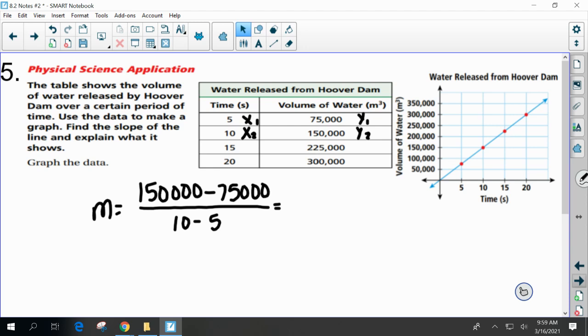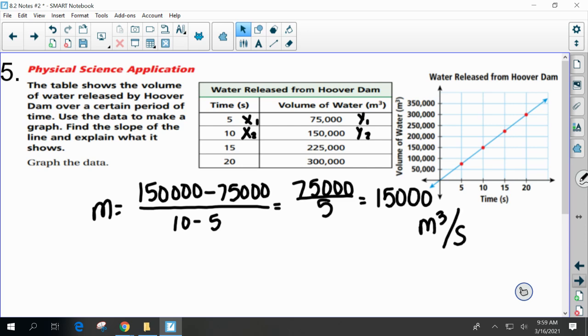So what did you guys get? 75,000 over 5, which would equal, what does that equal when you simplify it? 15,000. So this is talking about 15,000 meters cubed per second. What's that representing? What is that telling us about the dam? Yes, how much water is released every second when they open it, which is a lot.